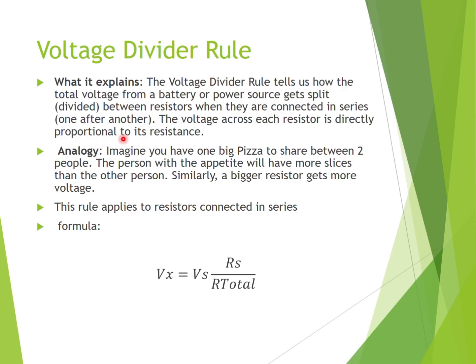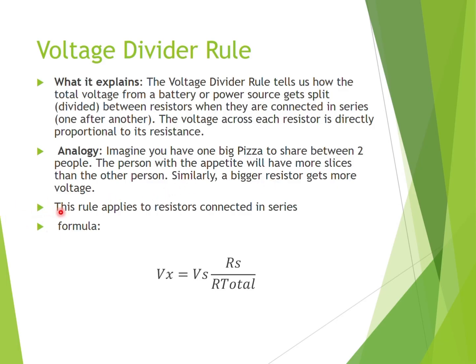Imagine you have a big pizza, right? And this pizza is supposed to be shared between two people. One person has a huge appetite and one person doesn't really have much appetite. So the person that has a bigger appetite is going to eat more pizza than the person who doesn't have that much appetite, right? So similarly, the bigger resistor is going to get more voltage than the smaller resistor. So basically that's just what the voltage divider rule helps us to solve.